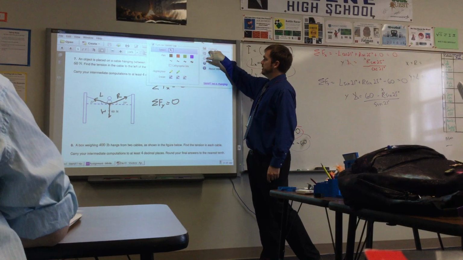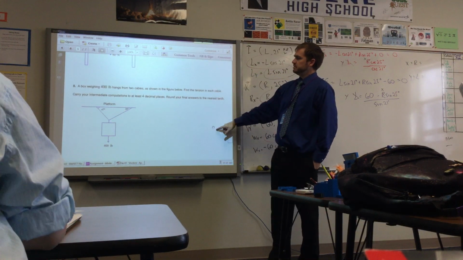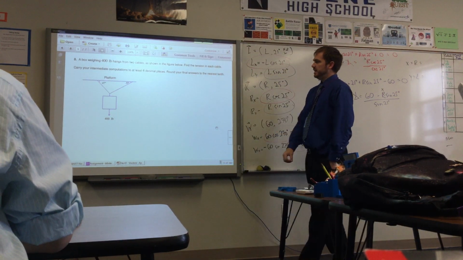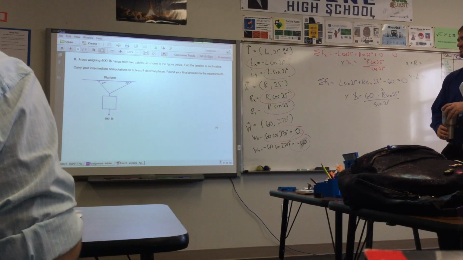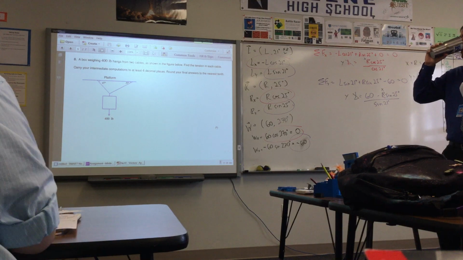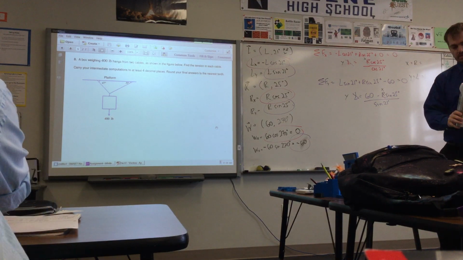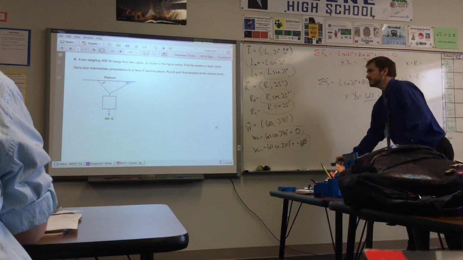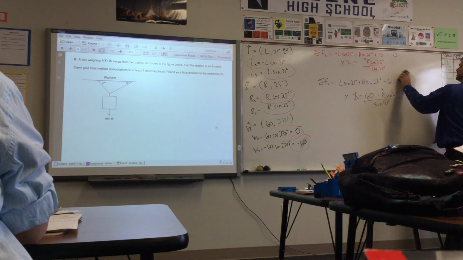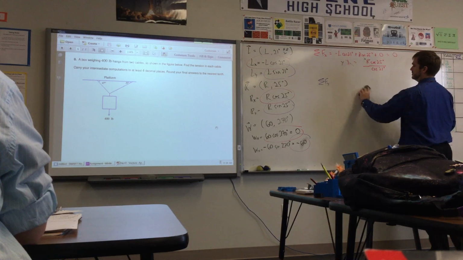Let's go ahead and look at the last problem. And Nick, go ahead and read that to us. A box weighing 400 pounds hangs from 2 cables, as shown in the figure. Find the tension in each cable. Carry your intermediate calculations to at least 4 decimals. Round your final answer to the nearest tenth.